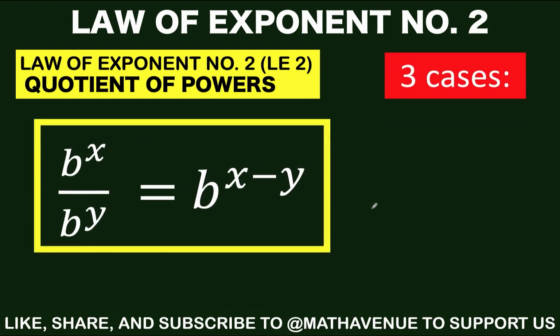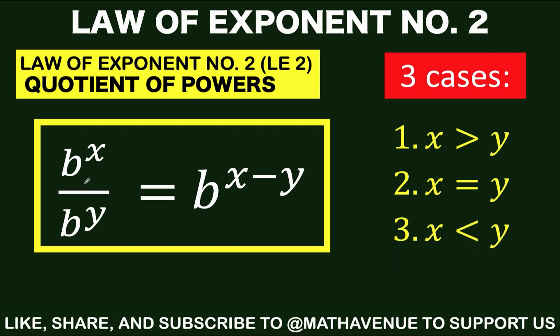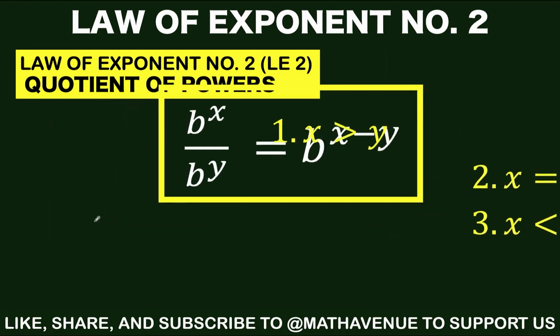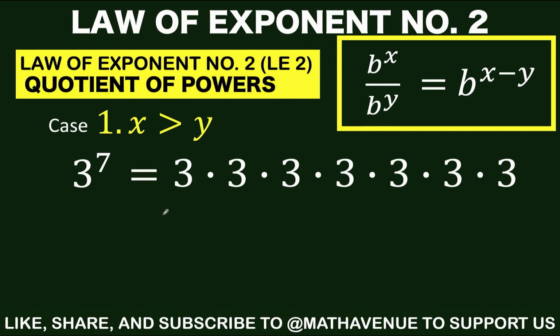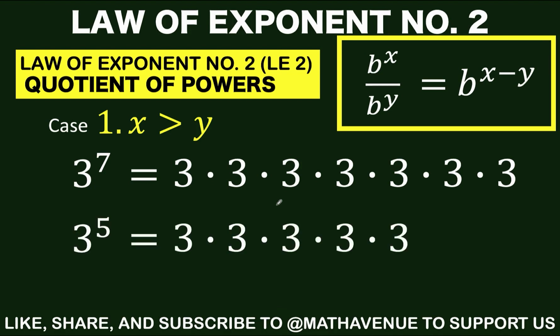But there are 3 things that can happen here. Number 1 is when the exponent in the numerator is greater than the exponent in the denominator. Number 2 is when the 2 exponents are equal. And number 3 is when the exponent in the numerator is lesser than the exponent in the denominator. So let's look at the first case. Here is an example. 3 to the 7th, when expanded, is like this. Multiply the base 3 seven times.